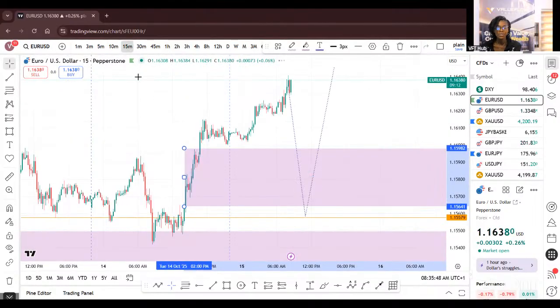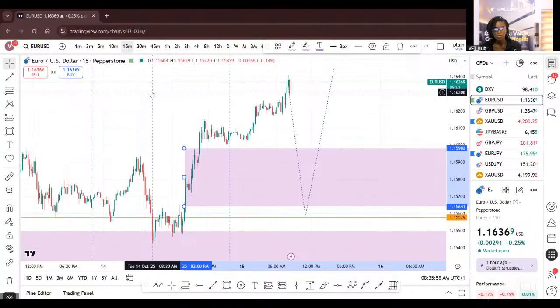Narrowing down to the 15 minutes time frame to see what price is doing. There's also the left shoulder at 1.15579. Sweep right to the downside, break to the upside. Once we see price retrace right back into 1.15579 on the 15 minutes time frame, I will be pulling the trigger for the buy on Euro USD.